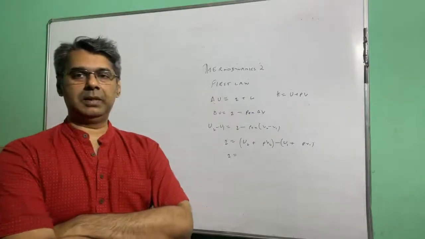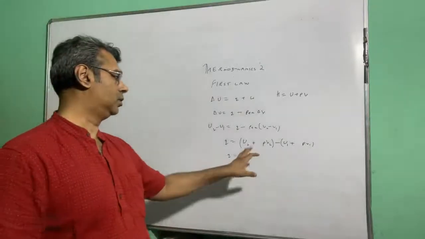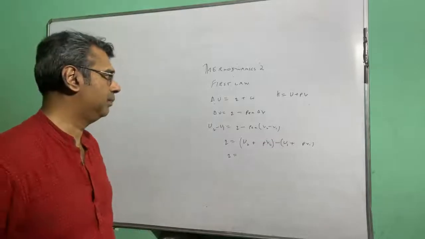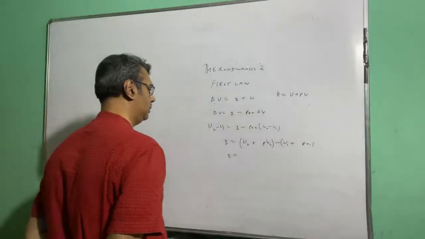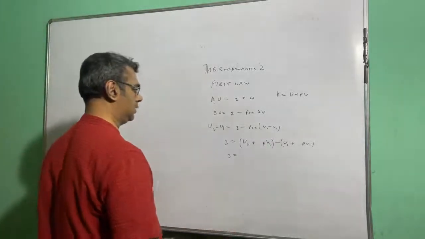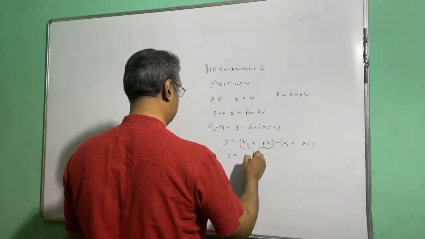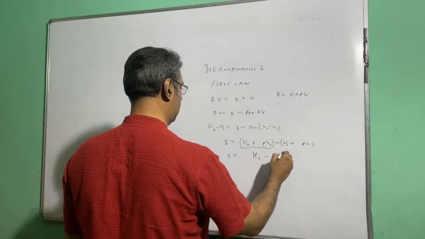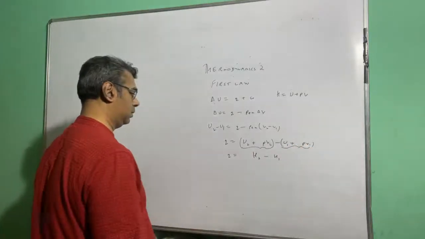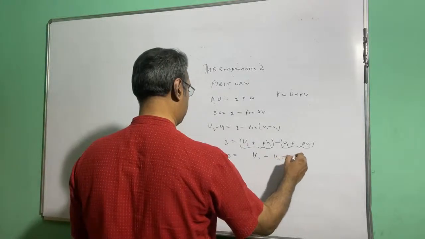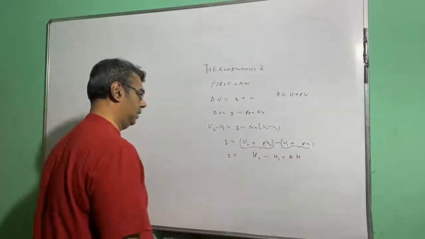Literally, enthalpy means heat content. So this quantity U plus PV is called the enthalpy or the heat content of the system. So H is equal to U plus PV is the heat content of the system. So this expression, suppose we call it H2, and this expression, suppose H1. So Q will be H2 minus H1, or you can say delta H.